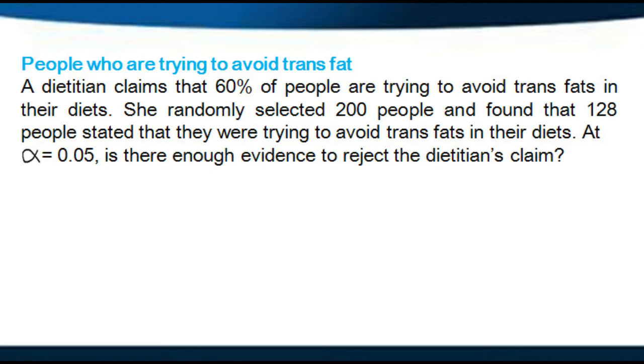Here are some problems we'll try to solve using the formula for z-test for a proportion. Problem number 1. People who are trying to avoid trans fat.